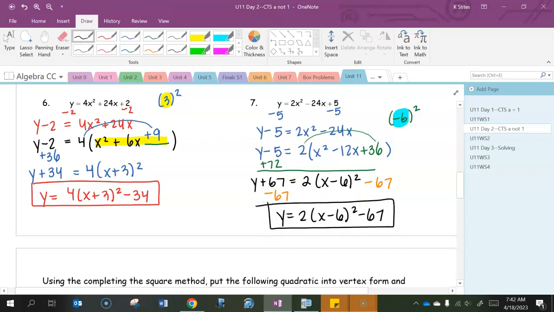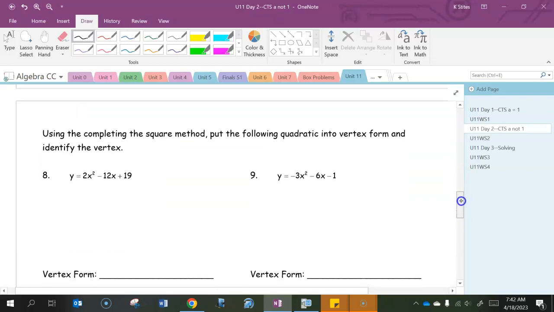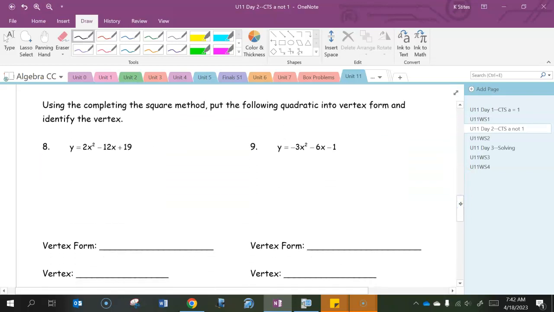All right, let's try a few more. Flip the page. Okay, so this time vertex form and identifying the vertex. Okay, first step, move the number over to the y side. Again, it's really about repetition with these. You just kind of get used to the pattern, but you've got to practice it a bunch.